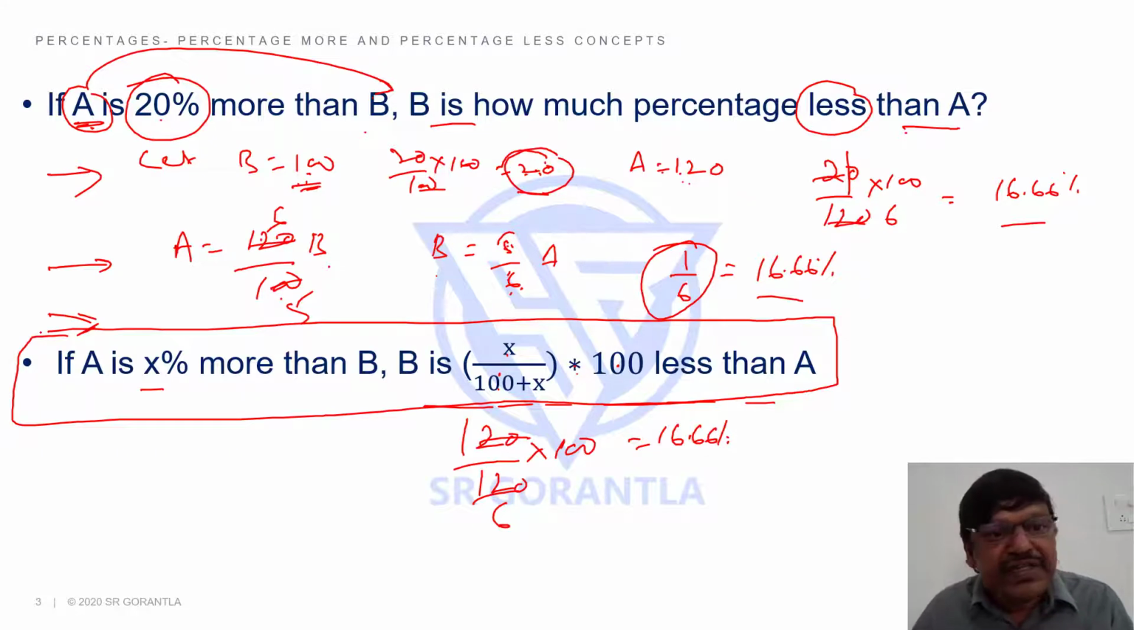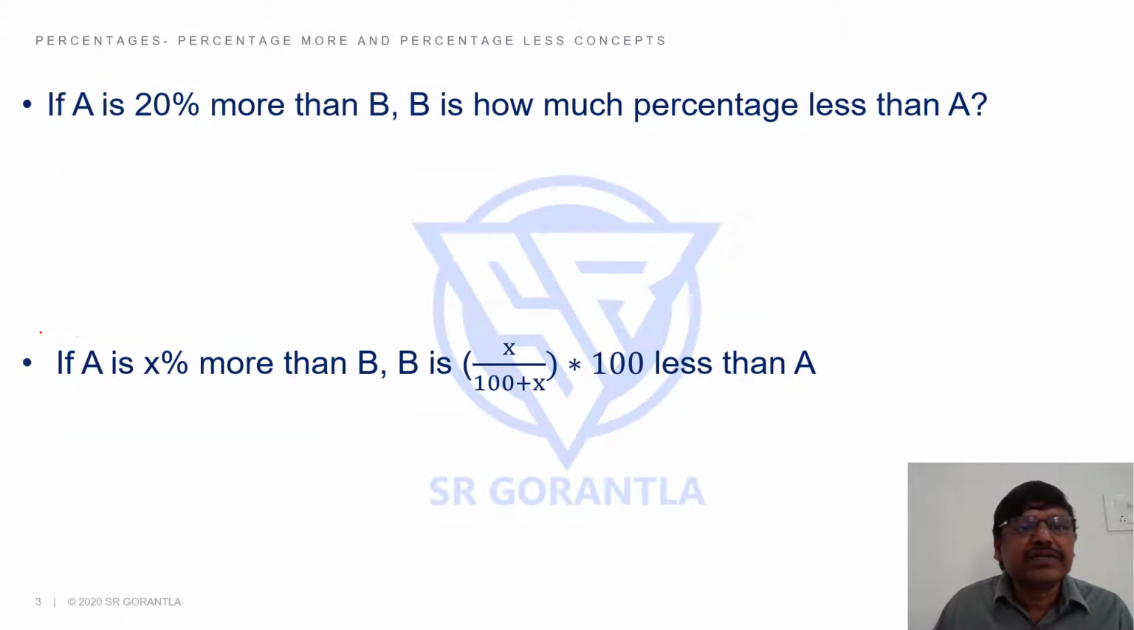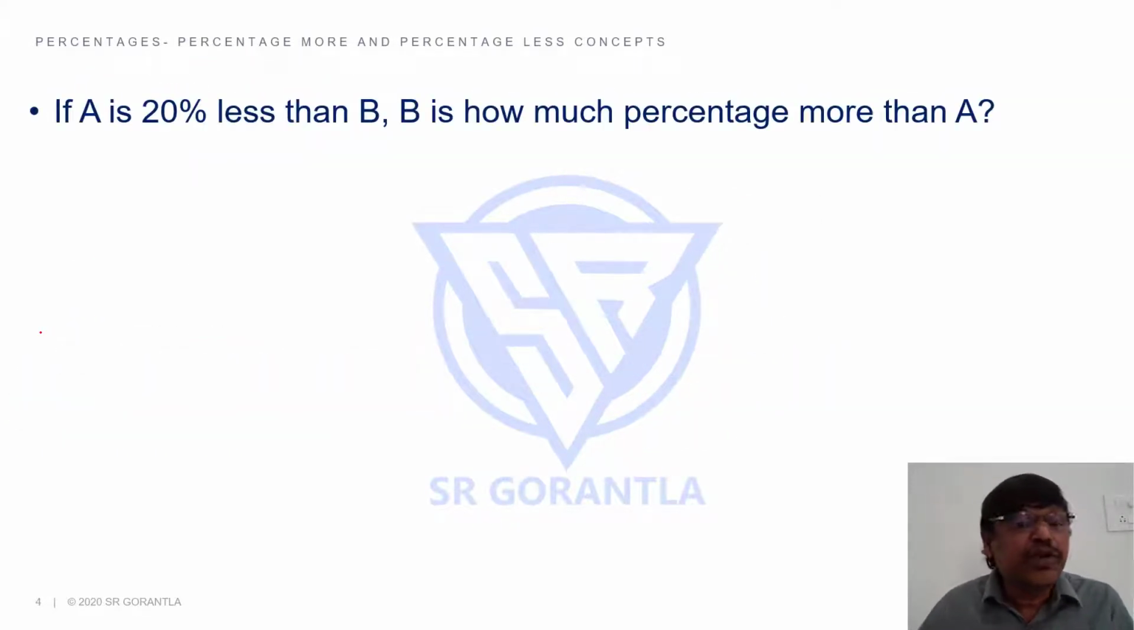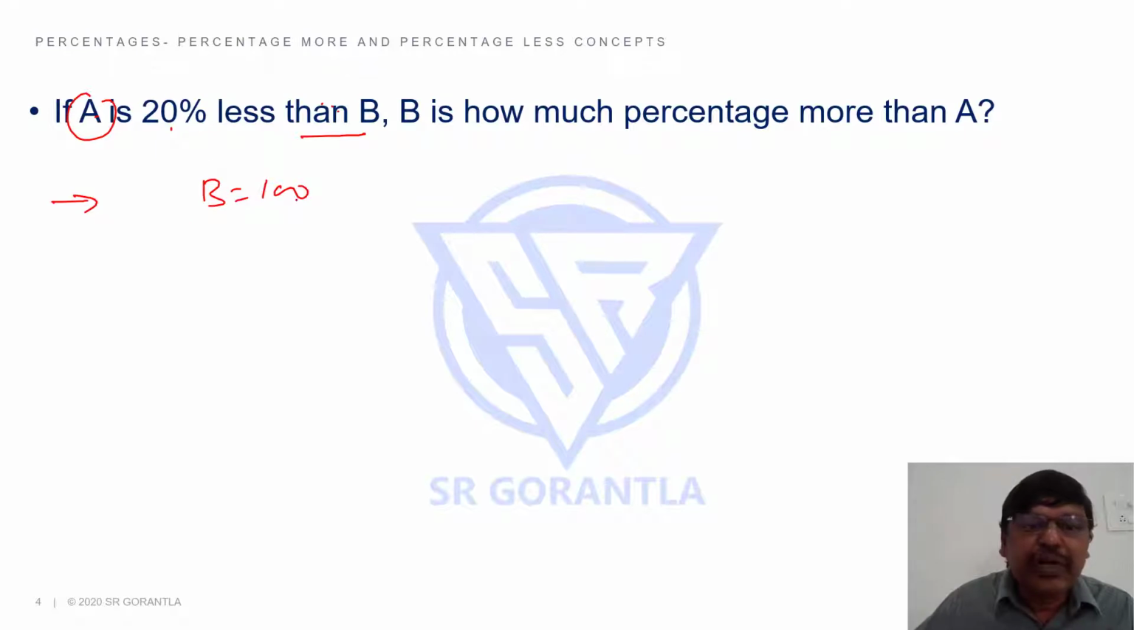Shall we take up one more example? If A is 20% less than B, B is how much percent more than A? Let me repeat these three methods once again. What is the first one? We take an example. A is 20% less than B. So you are comparing A with respect to B. So we'll take B as 100. 20% of 100 is 20 less. So it means A is 80.